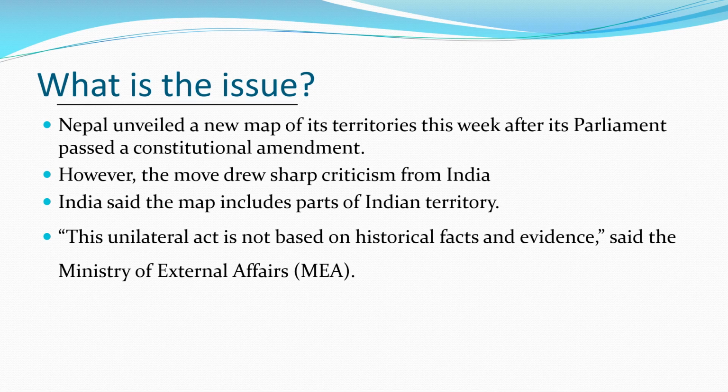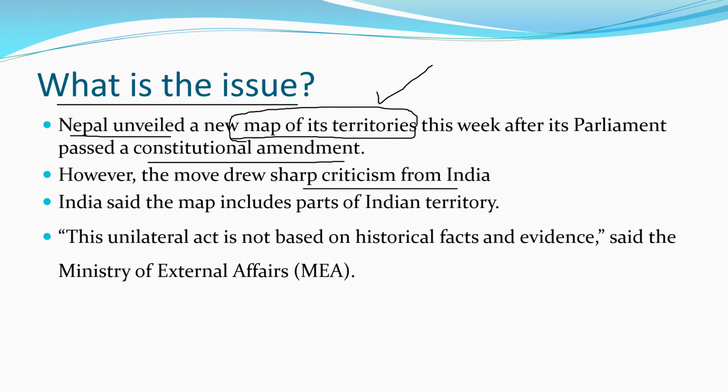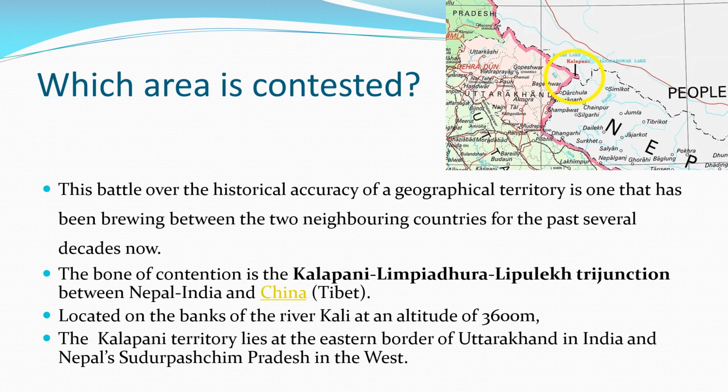So this week Nepal's parliament passed a constitutional amendment and they released a new map of its territories. This new map is showing the Kalapani area in the territory of Nepal. India has criticized this move from Nepal, and has said that this is a unilateral act and it is not based on historical facts and evidence. So this is the brief introduction of this issue.